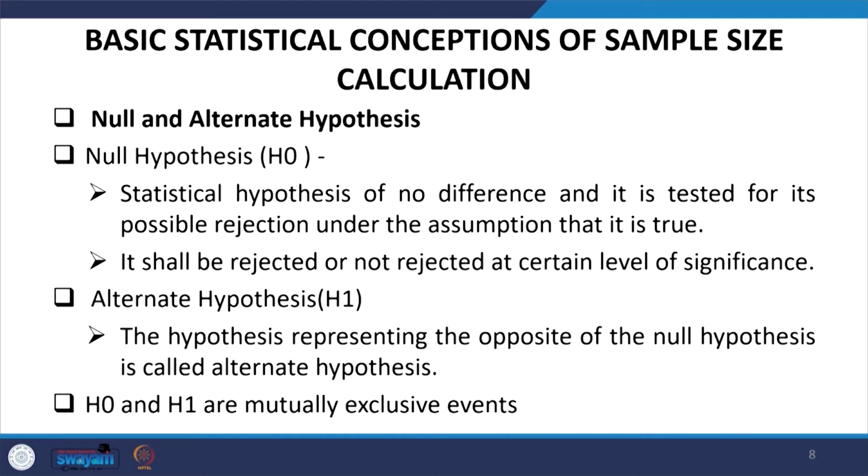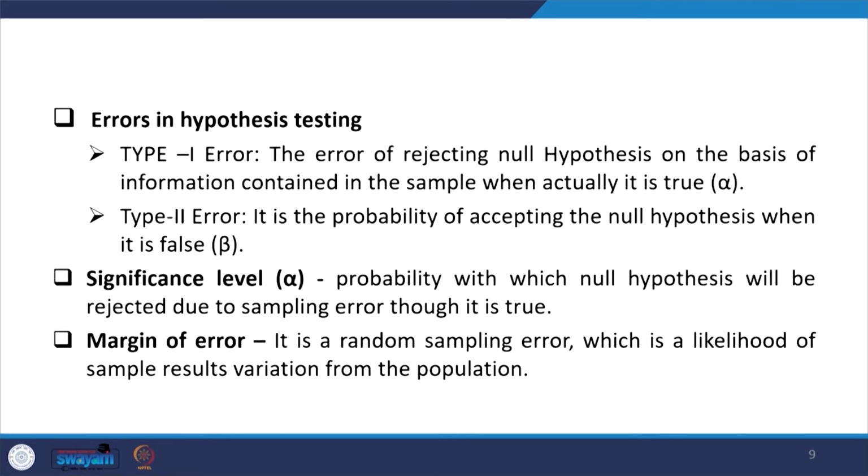As against the null hypothesis, we have the alternative hypothesis. When the null hypothesis is rejected, that means you are accepting your alternative hypothesis. It is the hypothesis representing the opposite of the null hypothesis, and is called the alternative one. So H0 and H1 are mutually exclusive events, and accordingly we take testing. Now, there are some errors in hypothesis testing. Those errors are called type 1 error and type 2 error.